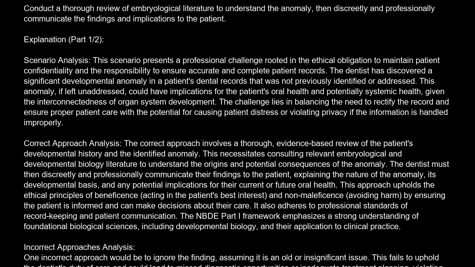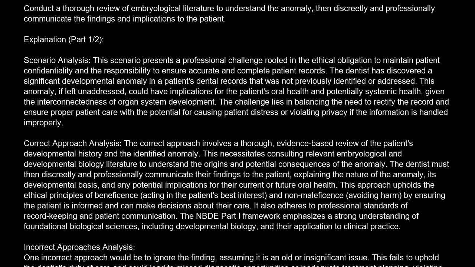The dentist has discovered a significant developmental anomaly in a patient's dental records that was not previously identified or addressed. This anomaly, if left unaddressed, could have implications for the patient's oral health and potentially systemic health, given the interconnectedness of organ system development. The challenge lies in balancing the need to rectify the record and ensure proper patient care, with the potential for causing patient distress or violating privacy if the information is handled improperly.